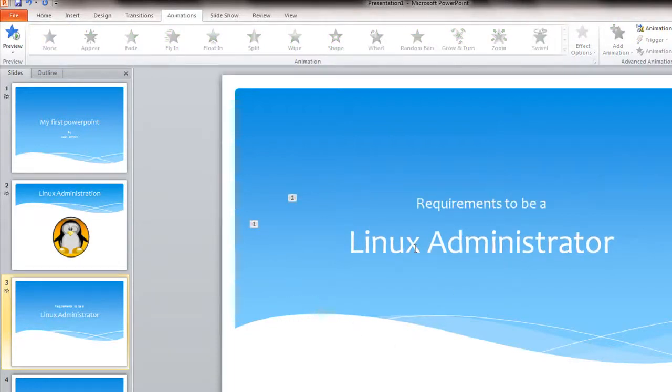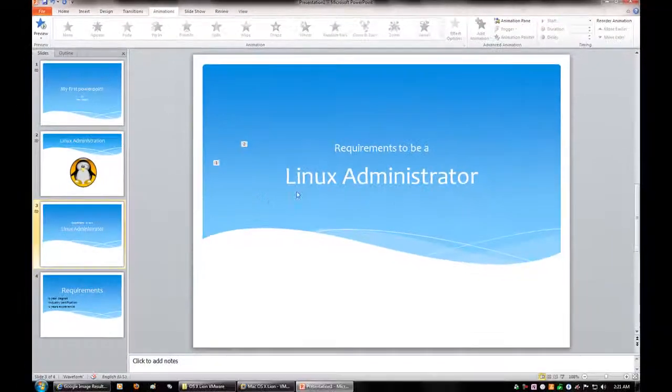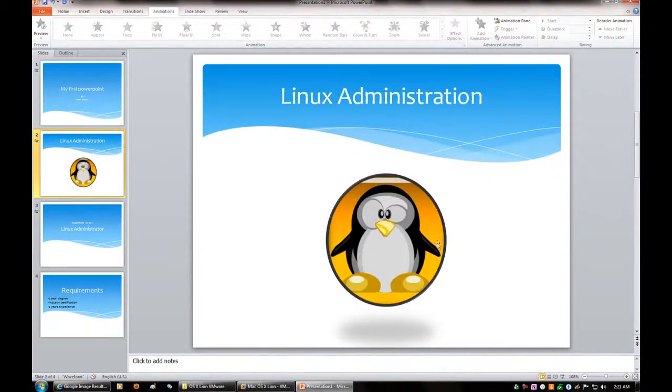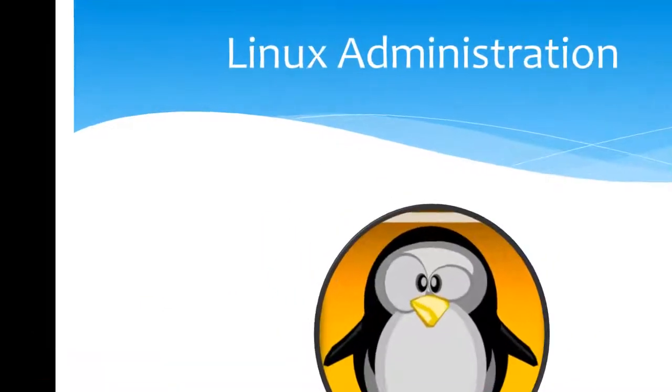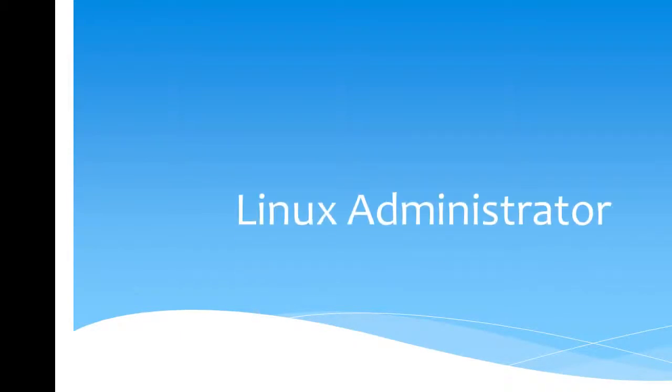Okay. Now take a look at this. Now if you notice I have a 1 and I have a 2, that means that the first click that I make, it's going to bring up Linux Administrator. The second click that I make, it's going to say requirements to be a Linux Administrator. So let's try it out. So let me go ahead and preview that. Okay, so it should change after 2 seconds. Okay, now you're going to see that I have a blank slide. If I click, Linux Administrator shows up as 1. Requirements to be a comes up as part 2.